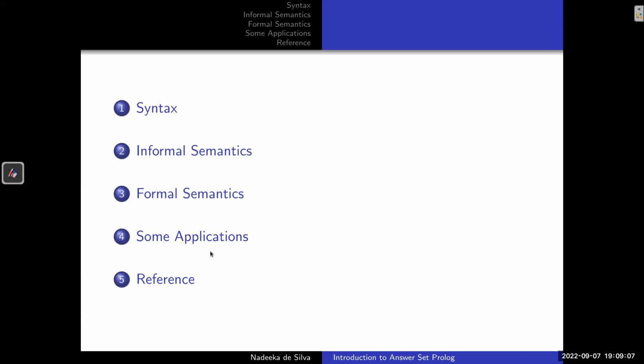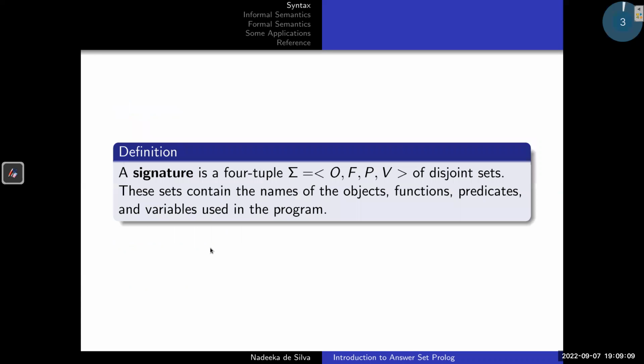So first of all, I will start by introducing the signature. This is like an alphabet for the language. It consists of 4 sets: objects, functions, predicates, and variables. The functions and predicates are associated with a number called arity, which is the number of parameters they will entail.